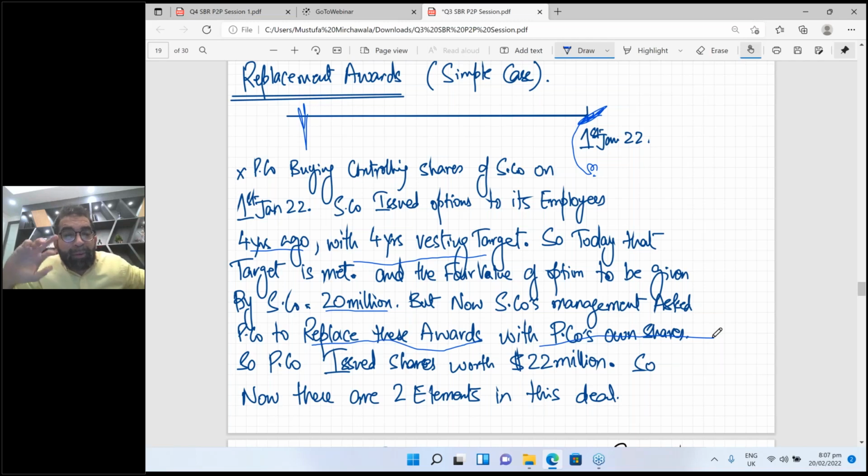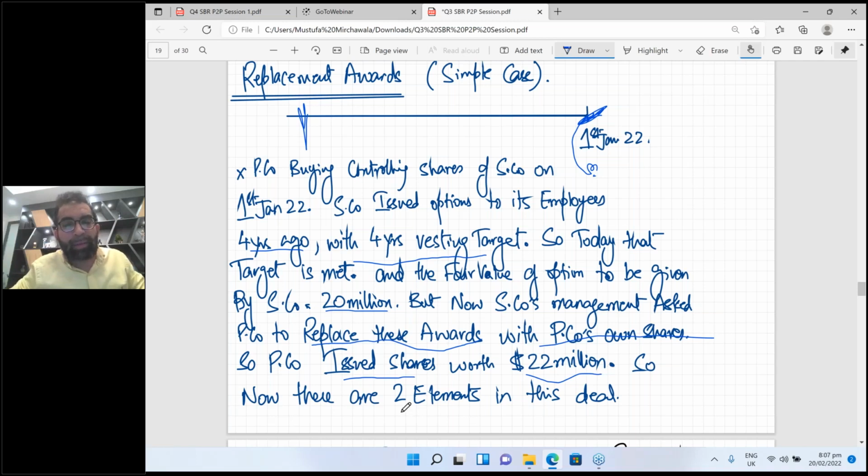But now, what did the parent company do? The parent company issued shares worth 22 million. Just think, S company asked to give shares of only 20 million to employees, but as a good gesture, as a new takeover is going on, just to motivate employees, the parent company gave 22 million in shares.